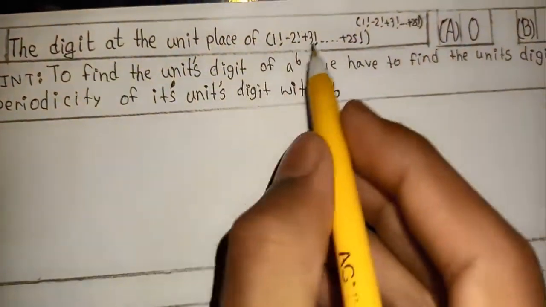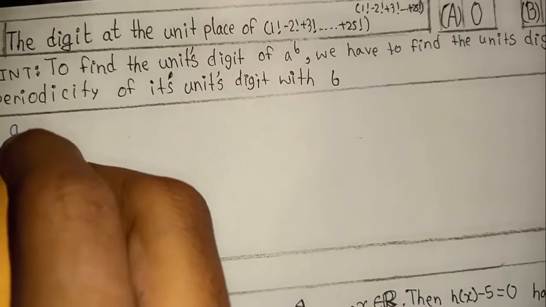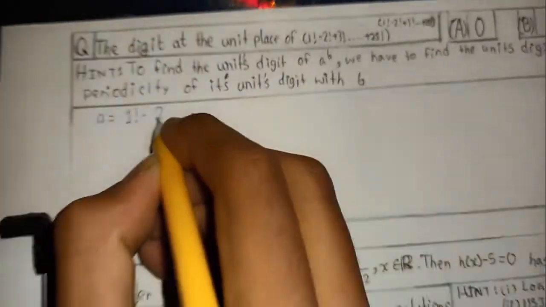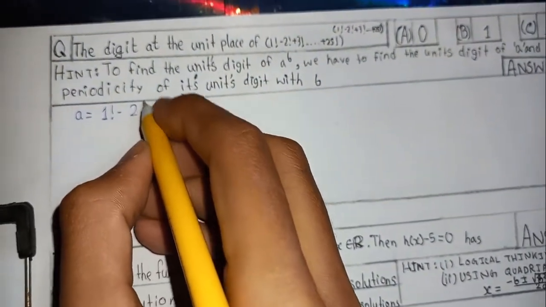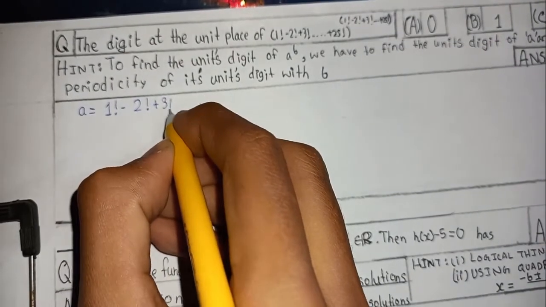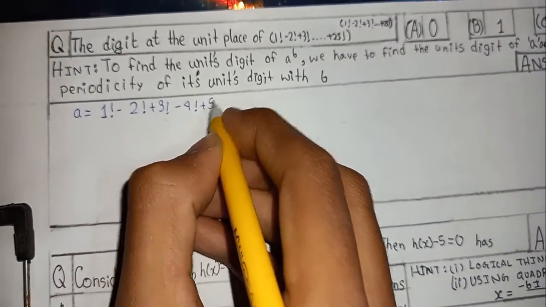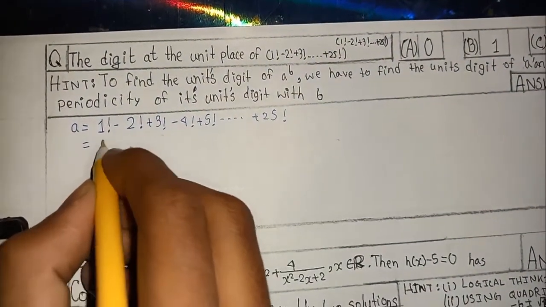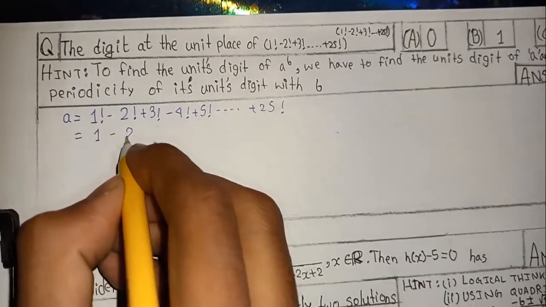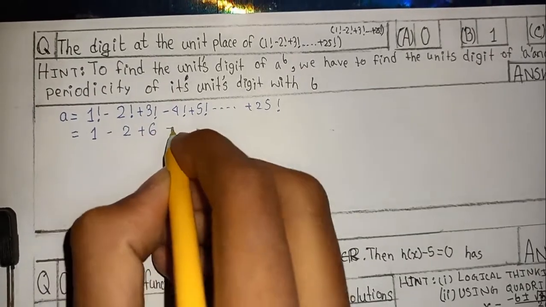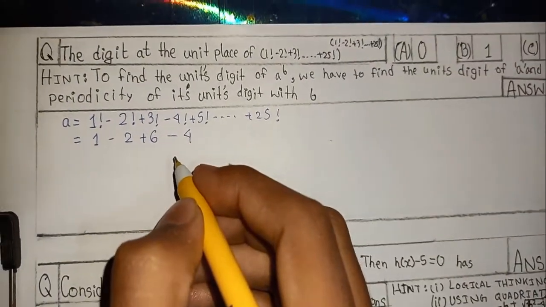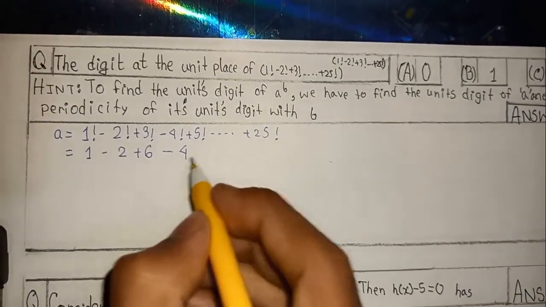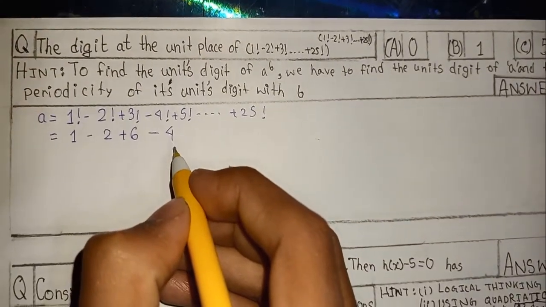Now let us consider the base. The base a here is 1 factorial minus 2 factorial plus 3 factorial minus 4 factorial plus 5 factorial and so on till 25 factorial. Now the unit digit of 1 factorial is 1, 2 factorial is 2, 3 factorial is 6, 4 factorial is 24 and the unit digit of 24 is 4. From 5 factorial till 25 factorial we will have the units digit as 0.